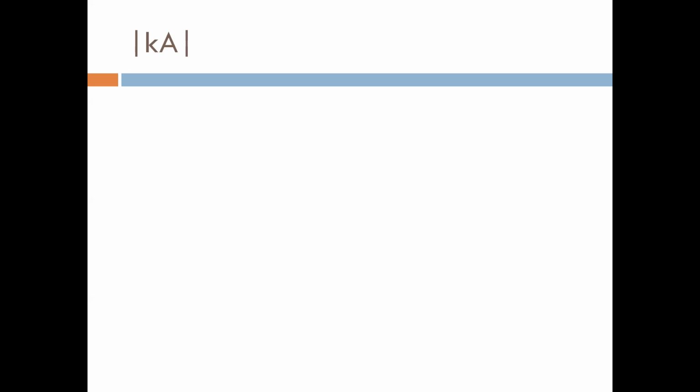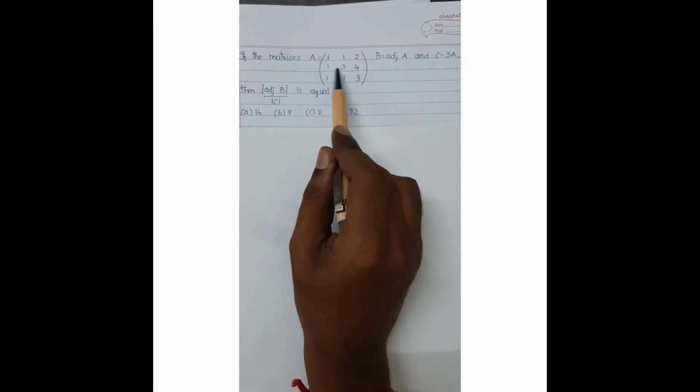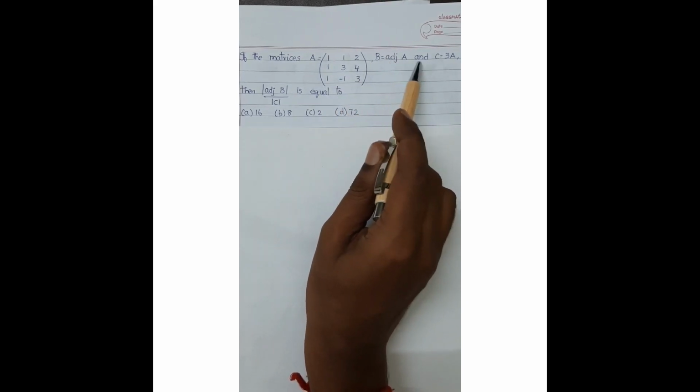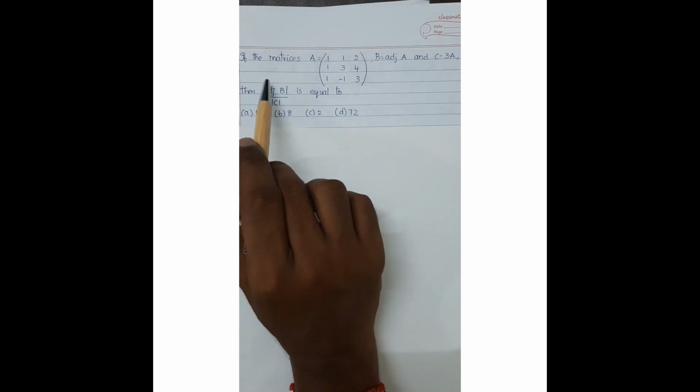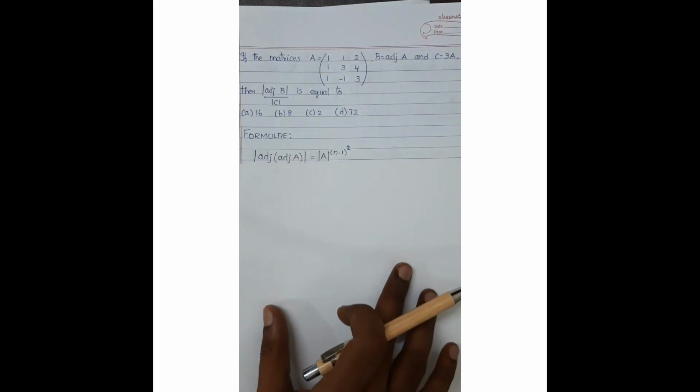Next formula, determinant of Ka is nothing but K power n into determinant of A, where n is the order of the matrix. Now we will see a sum that was asked in JEE 2020. If the matrix A is equal to 1, 1, 2, 1, 3, 4, 1, minus 1, 3, B is equal to adjoint A and C is equal to 3A, then determinant of adjoint B by determinant of C is equal to. Okay. To solve the sum, we are going to use these two formulae.